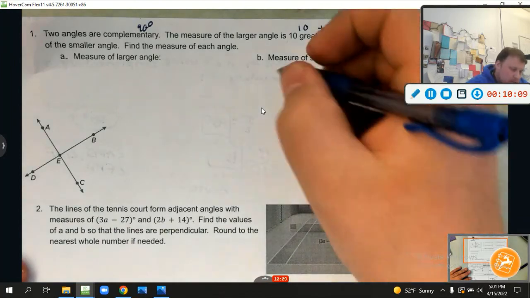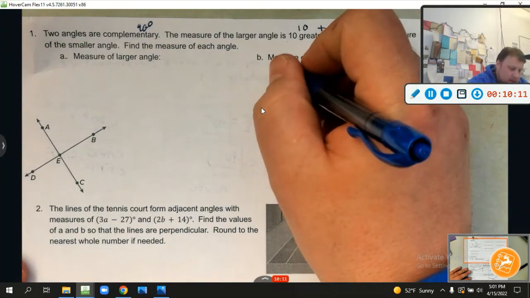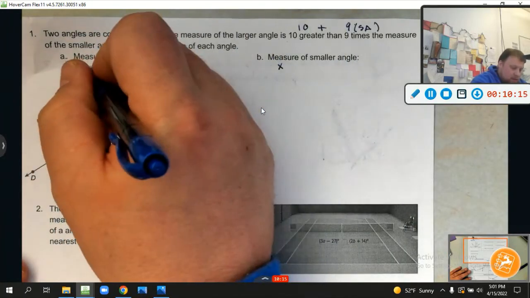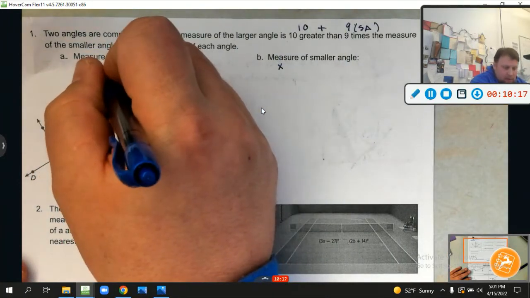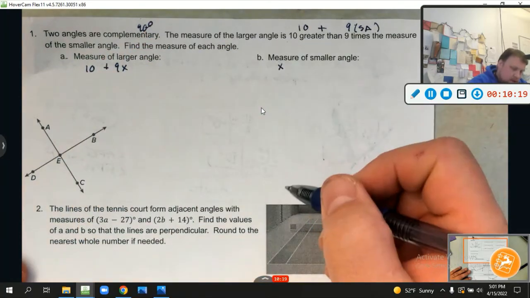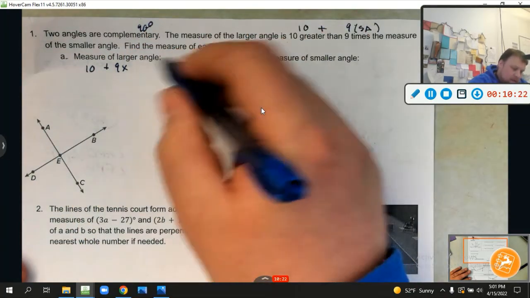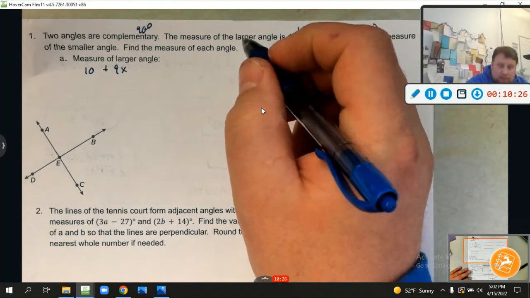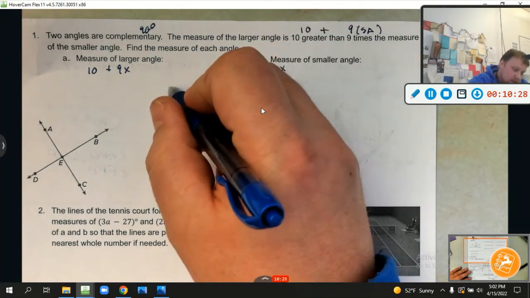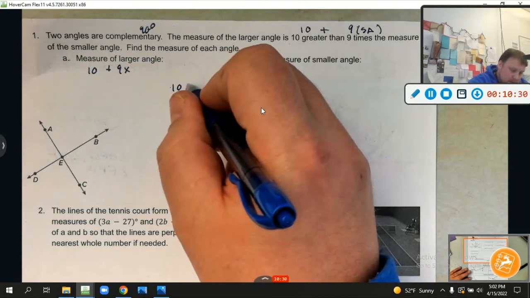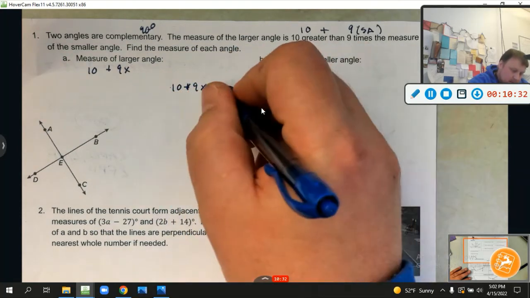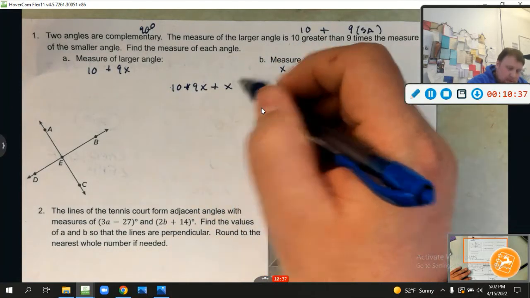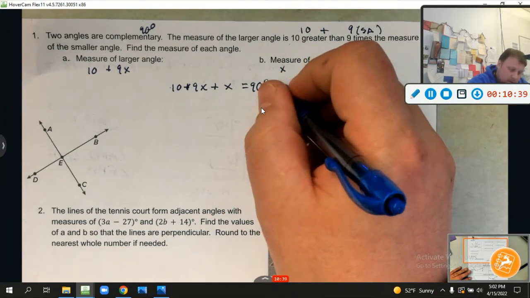Well, if the measure of the smaller angle is x, then just from what we have up here, the measure of the larger angle is 10 plus 9x. And let's go ahead and figure that out. If they're complementary, they should add up to, add up is the important part, 90 degrees. So I know that 10 plus 9x plus x, for the measure of the smaller angle. So the big angle plus the small angle should equal 90 degrees.